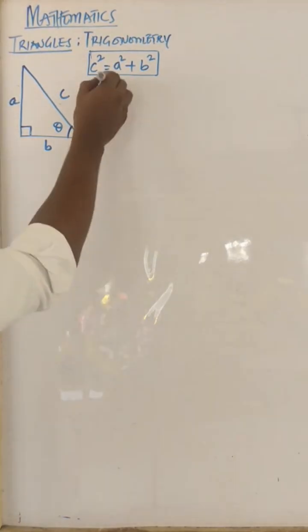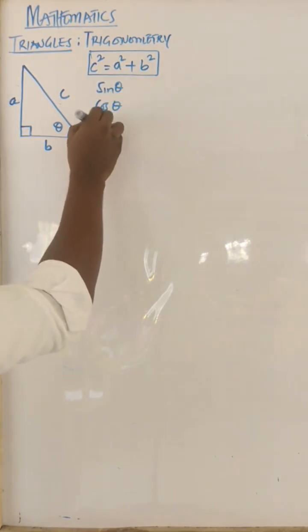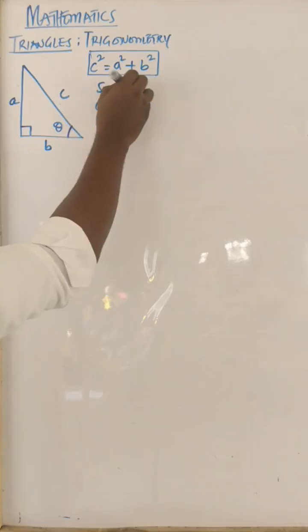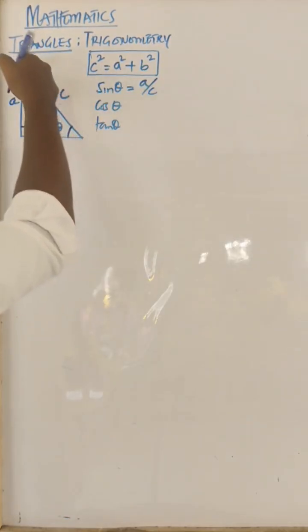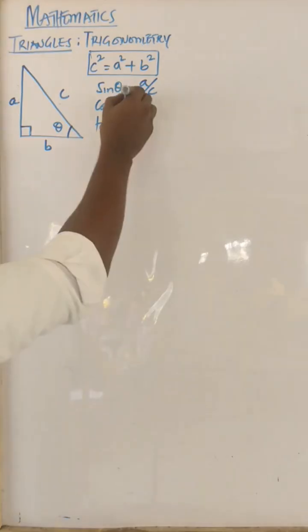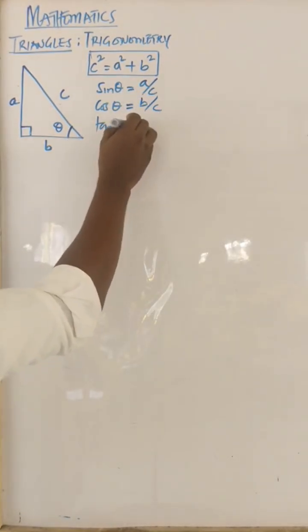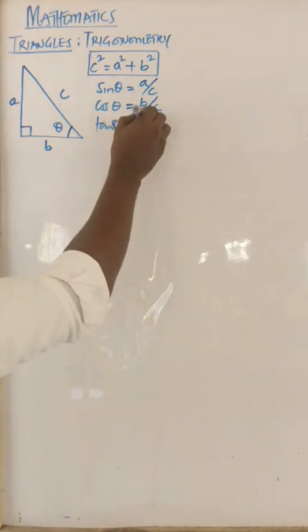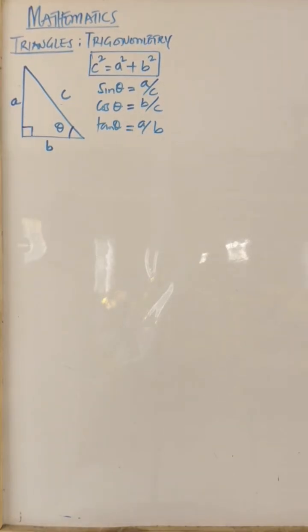Then we should also know the three ratios: sine theta, cos theta, and tan theta. So what is sine theta from here? Opposite over hypotenuse. What is cos theta? The adjacent over hypotenuse. What is tan theta? Opposite over adjacent.